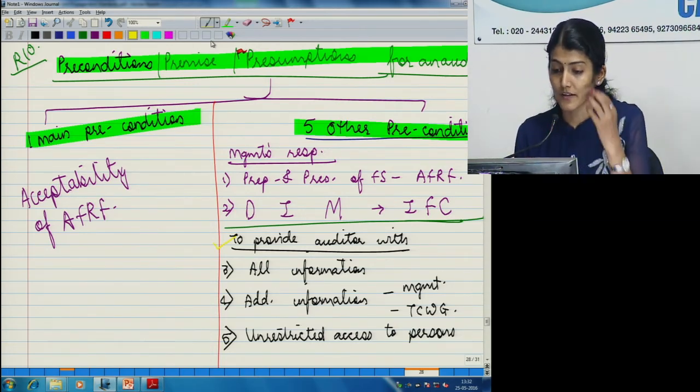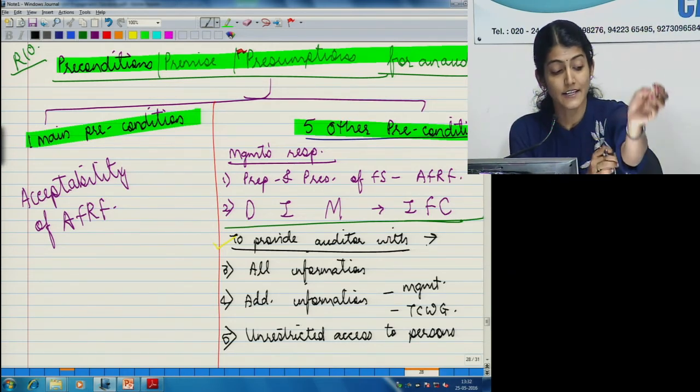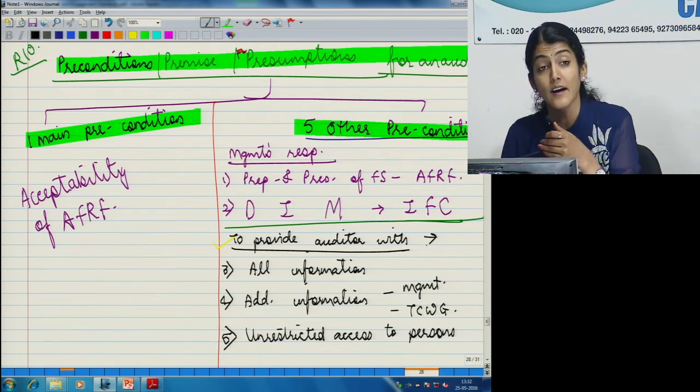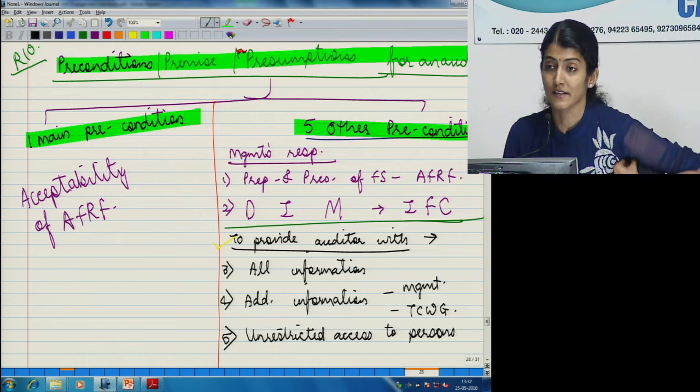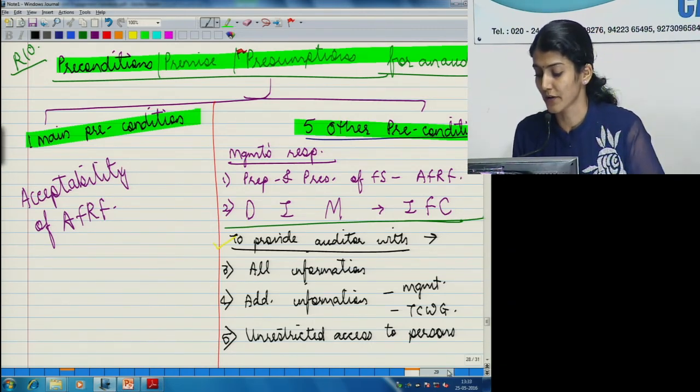To provide the auditor with all information of which the management is aware, any additional information which could be required from management and TCWG, and unrestricted access to persons within the entity. Right, what are these? These are the preconditions for an audit.